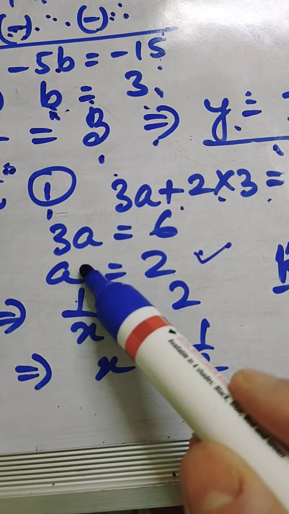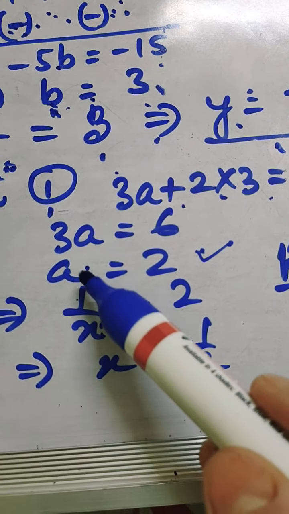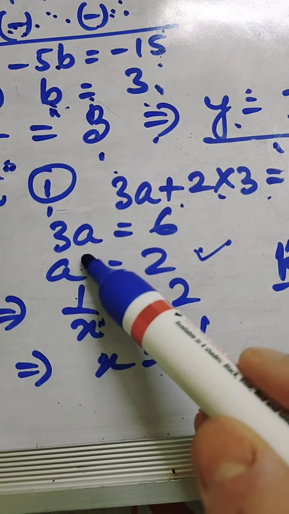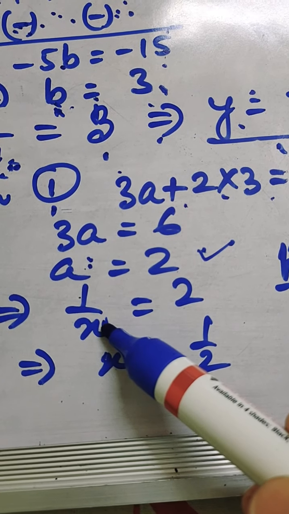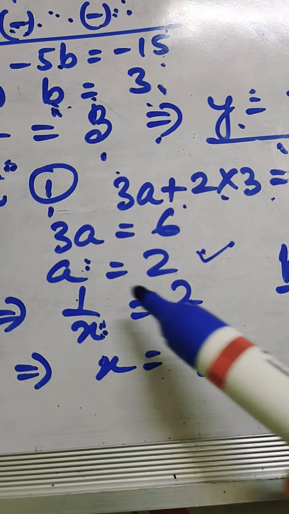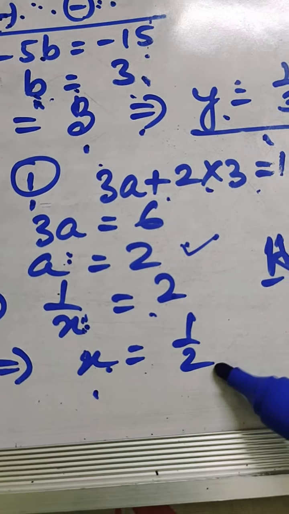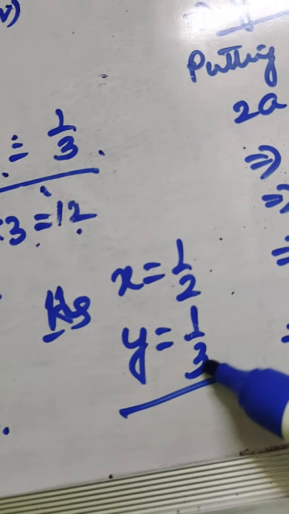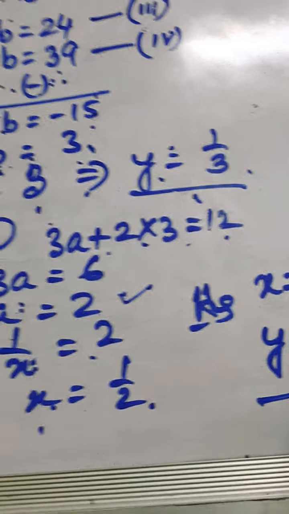And then we wrote 1 by x as a, so we will bring 1 by x back equal to 2. Take the reciprocal, x equal to 1 by 2. Then write the answer properly. You understood, I think.